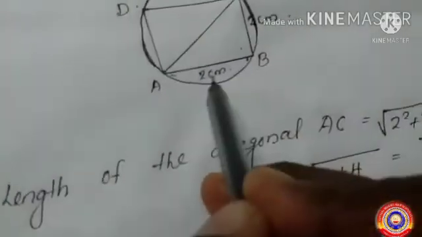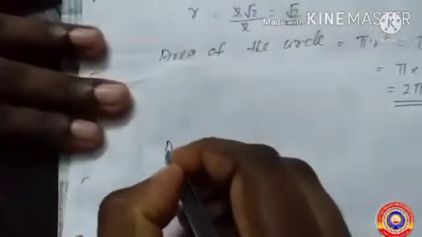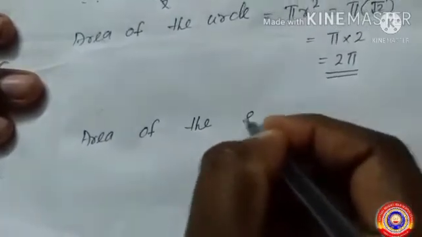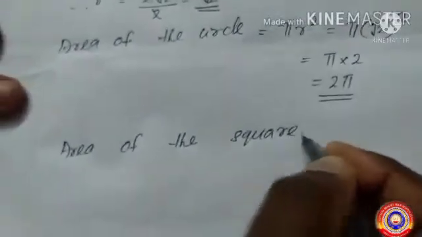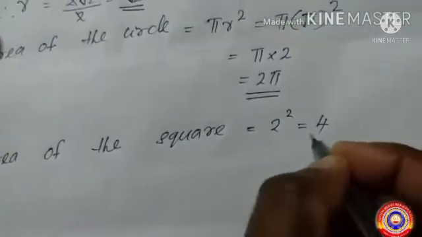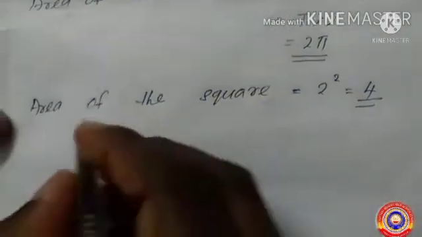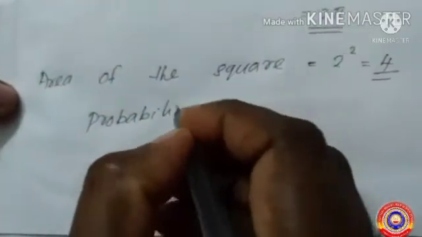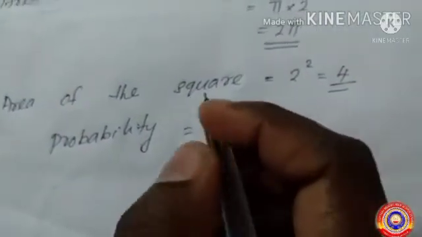Next, we have to find the area of shaded portion. That means the area of the square with one side 2 centimeter. So area of the square is equal to 2 square, 2 into 2, which is equal to 4. Here we get the area of square and the area of circle. Next we have to find the probability.